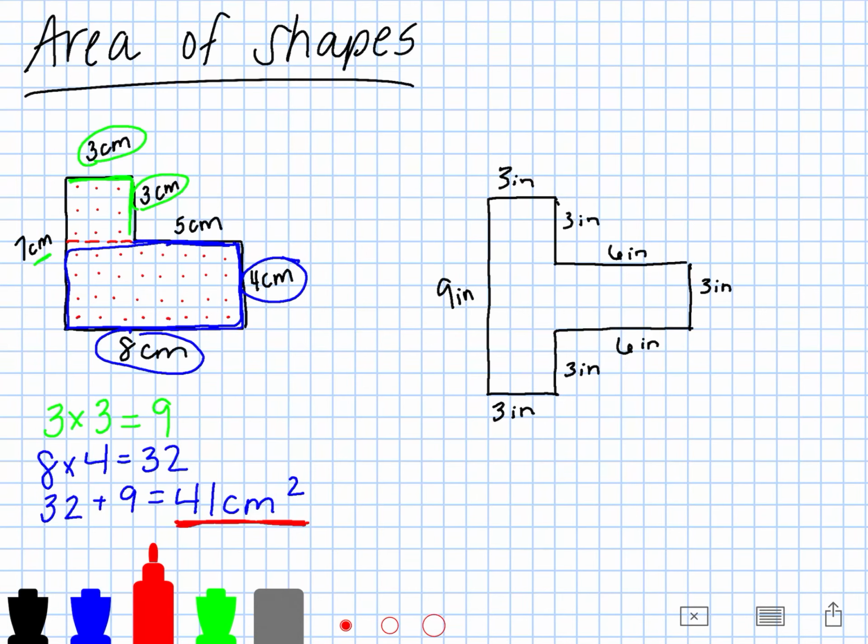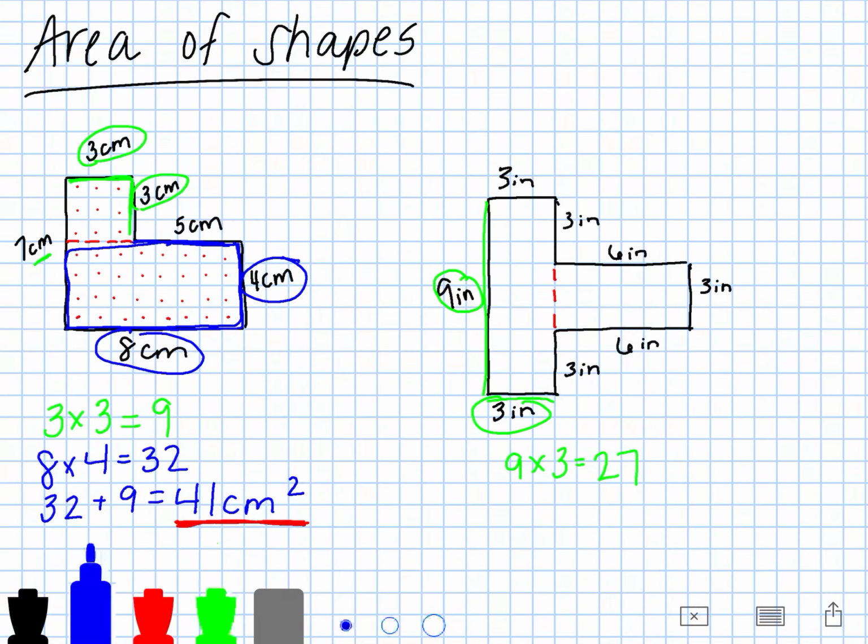So let's look at the next one. It looks like a sideways T. Okay, I'm going to cut this one into 2 rectangles, a tall rectangle and then a sideways rectangle. Again, I've got some measurements that I don't really need to pay attention to. I need to pay attention to my width and my length. Okay, only 2 sides. So I'm going to pay attention to the 9 and the 3. So 9 times 3 equals 27.